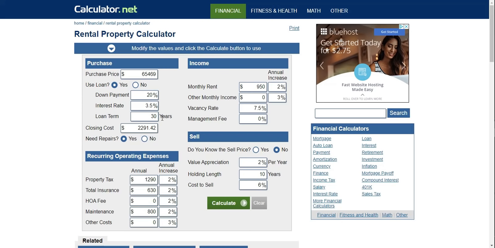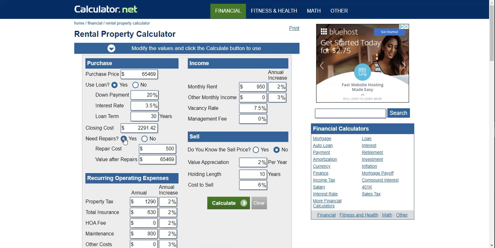We're going to finance it for 30 years, and we've estimated our closing costs, which could range anywhere from 3 to 5%. I used 3.5% for this example to come up with a closing cost of $2,291.42. And does the house need repairs? You can answer yes or no. If you answer no, it takes away some of the input blocks, but if you answer yes, then it gives you the opportunity to put in some repair costs.